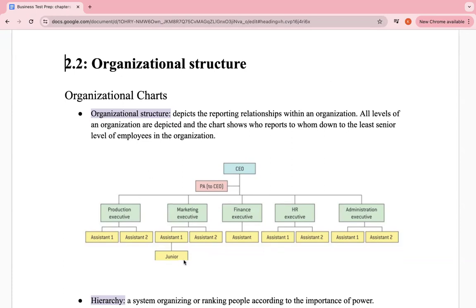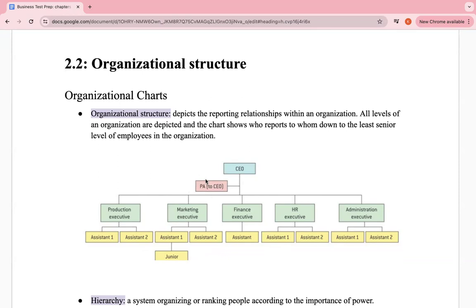So this is it basically. It depicts how, for example, the junior reports to the assistant, the assistant reports to the marketing executive, the marketing executive reports to the CEO, and then here you have the personal assistant of the CEO. But again, you have to remember the personal assistant of the CEO is not part of the organizational chart. So keep that in mind.